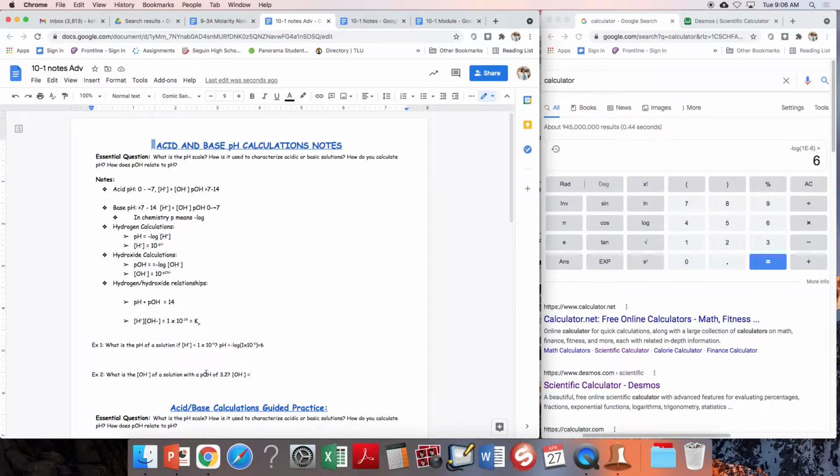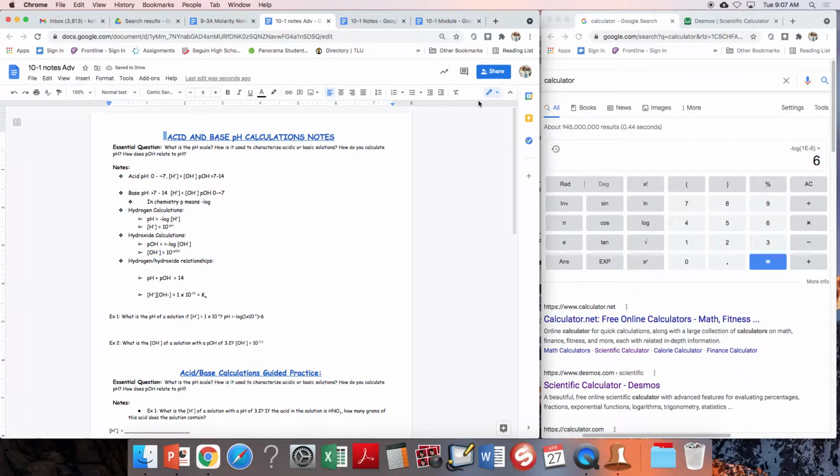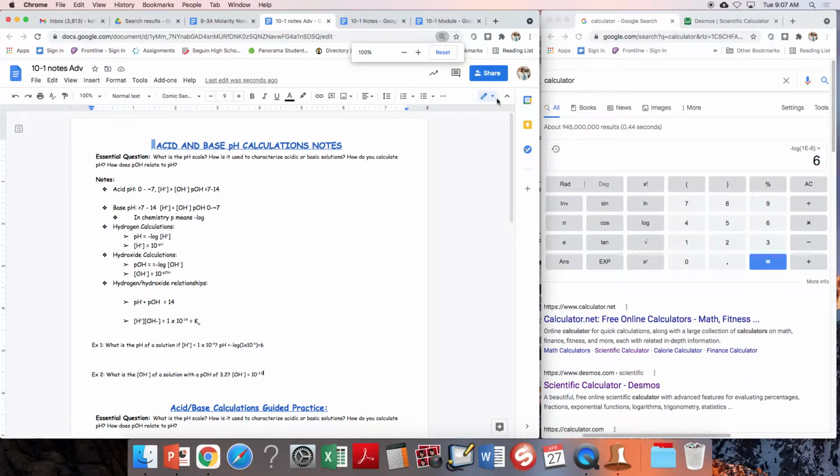All right, so next one, it wants to know the OH if we know the pOH. And so we look up here, remember, finding the pOH is take the negative log. Going backwards, it's going to be 10 to the. So if my pOH is 3.2, if I'm trying to find my OH, it's going to be 10 raised to the power of negative 3.2.